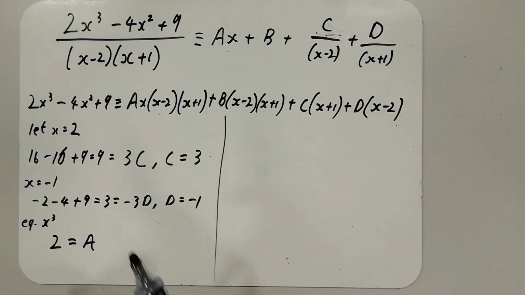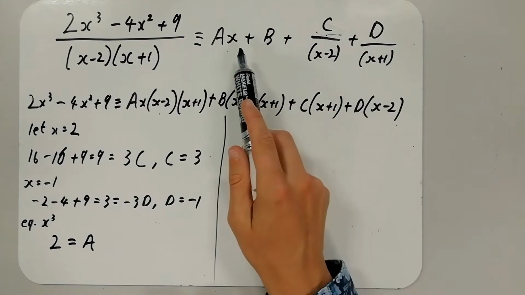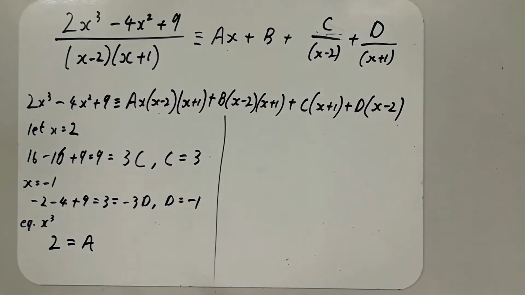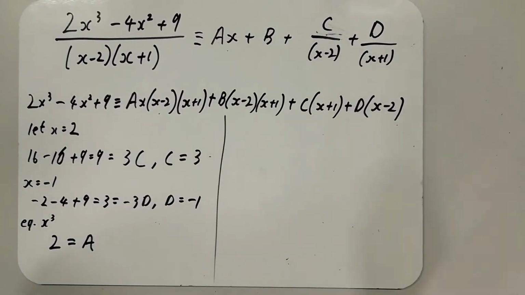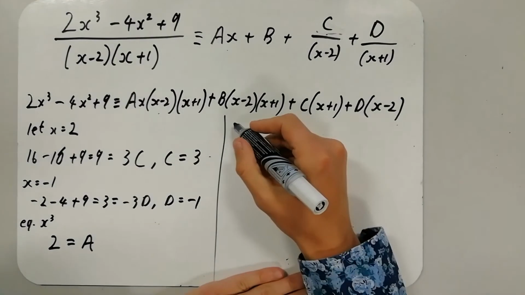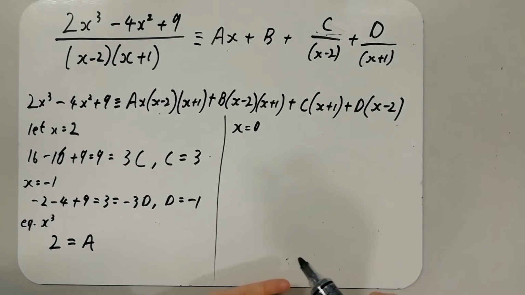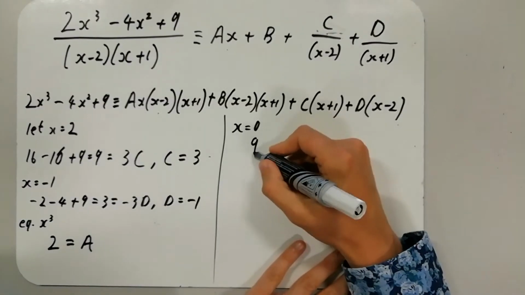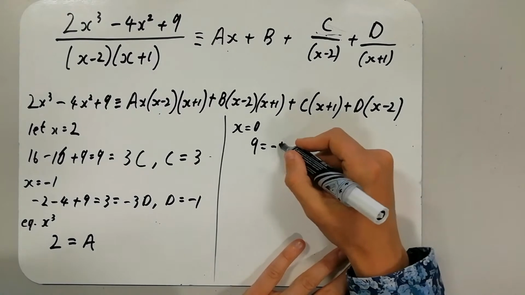There's only one way to get the x cubed. And you'll find that whenever it's of this form, your most powerful term, there's only one way to get the coefficient. So you get your a almost for free. Now I need to find b. I could let x equal 0 and work through that. We'll do that one just to start off with, because I know a, c and d now. So that would give me on the left hand side 9.